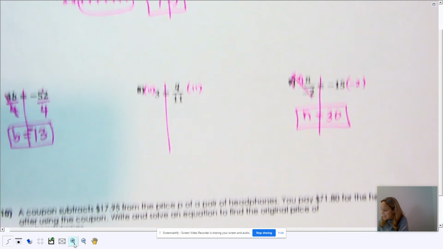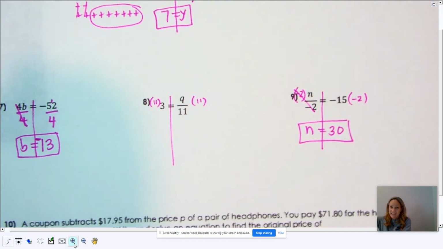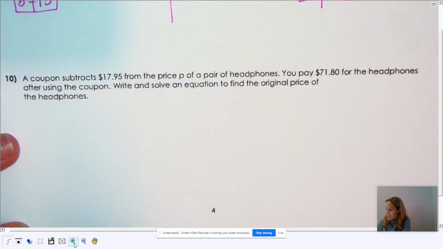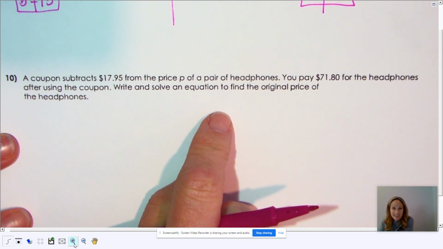All right. Oh, last question is an even one. See if you guys can figure that one out on your own.